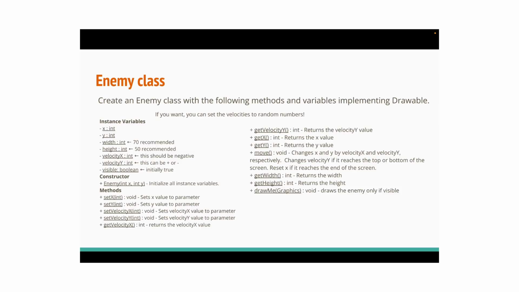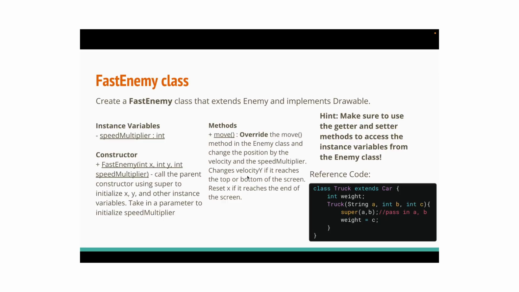All right, hopefully you've had some time to create these instance variables, constructor, and the methods. Now we're going to go over the FastEnemy class. So we are going to create a FastEnemy class that extends Enemy and implements Drawable. Your only new instance variable is going to be speedMultiplier, and you're going to have a constructor, which is just FastEnemy, and then you're going to have int x and int y, but you're also going to have int speedMultiplier.